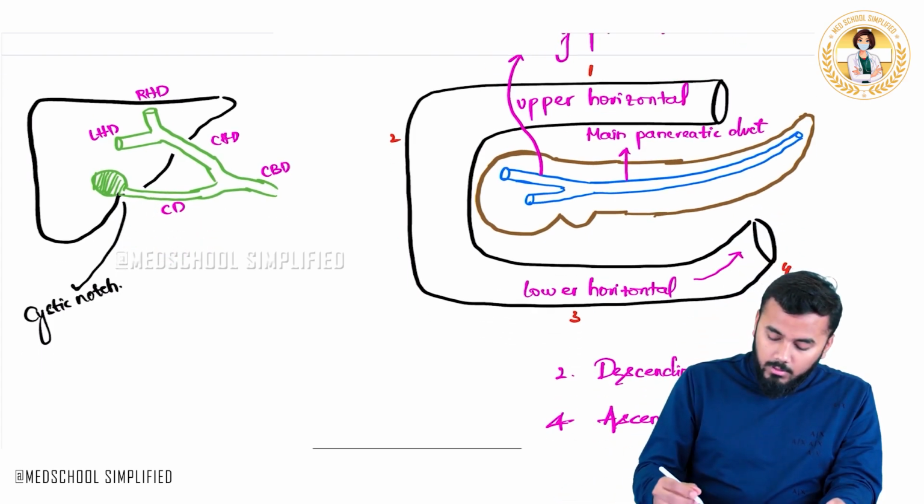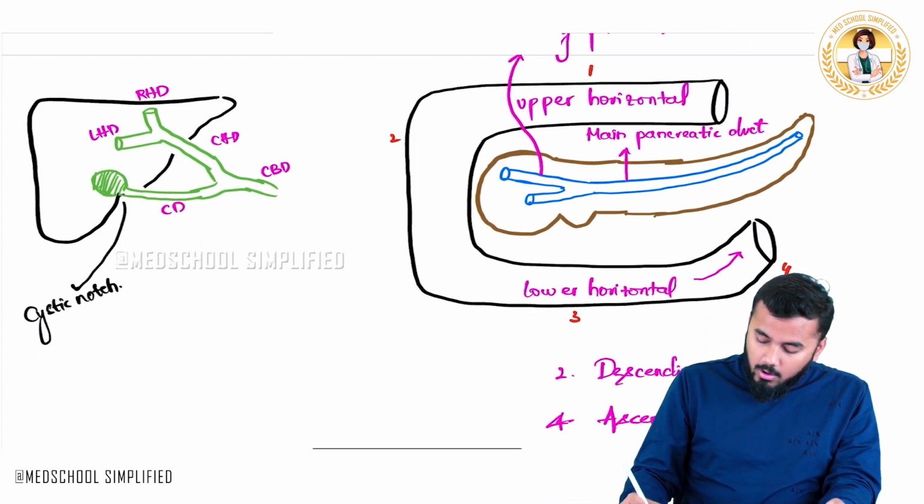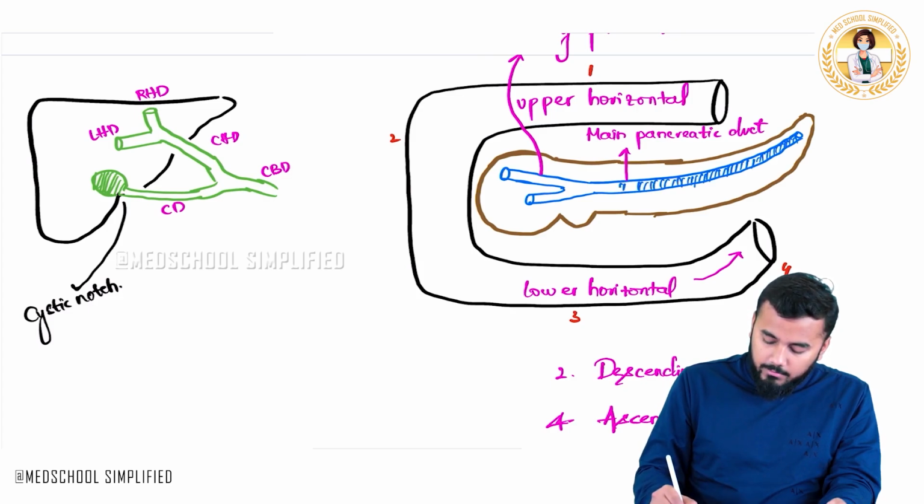Now, where is the main pancreatic duct? All the way from the tail portion. See, whatever I am drawing right now, whatever I am shading here, this is the main pancreatic duct.